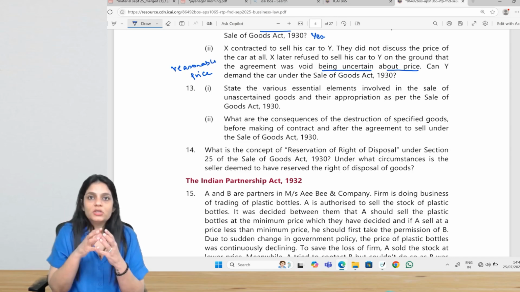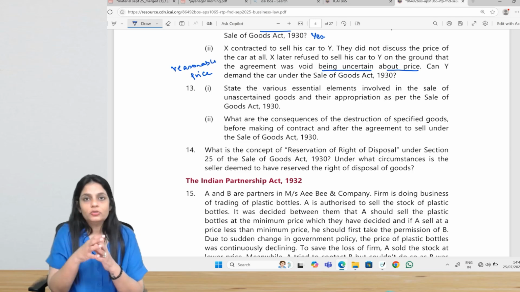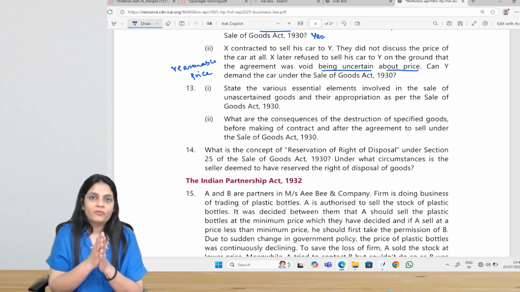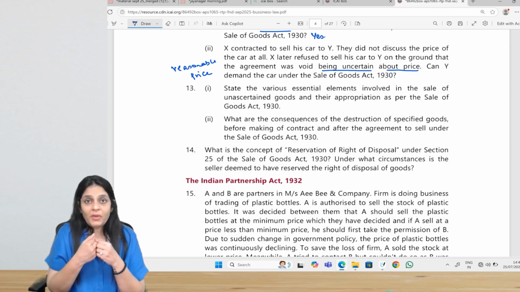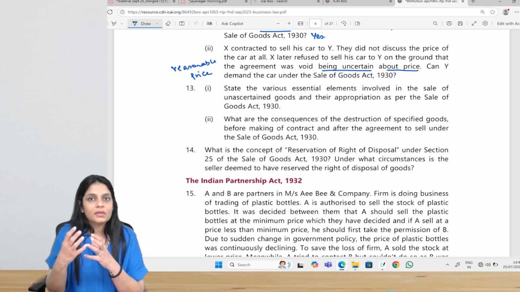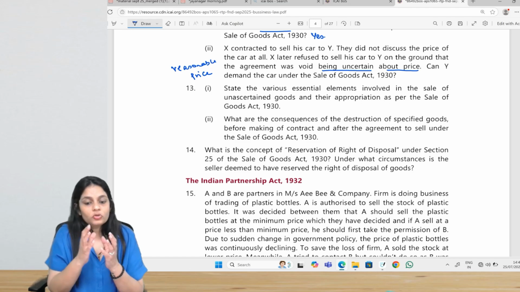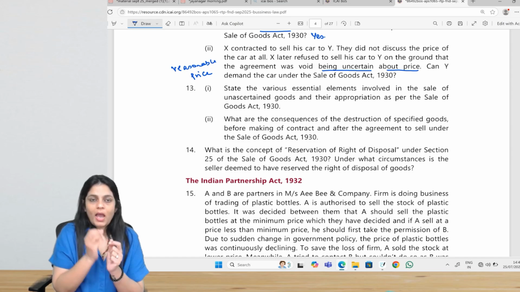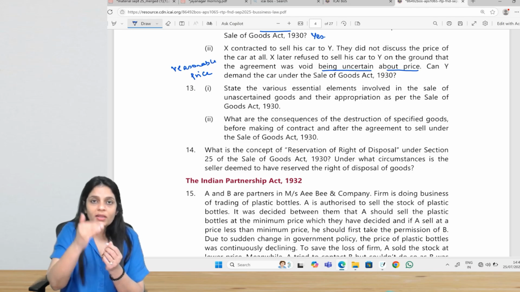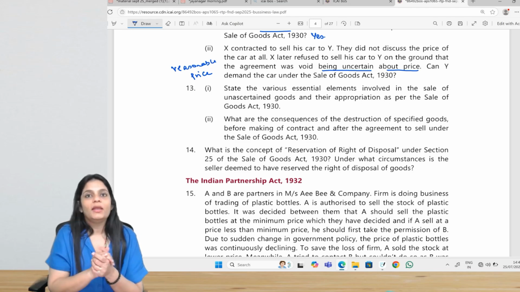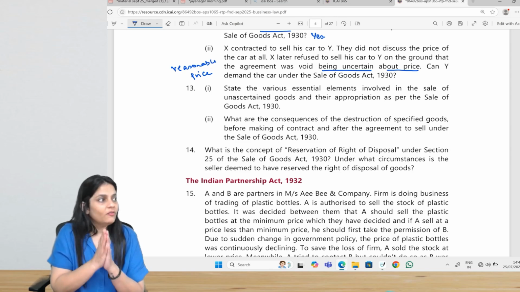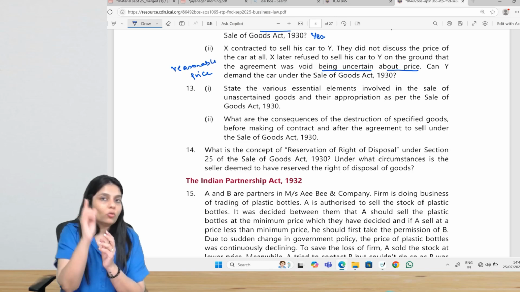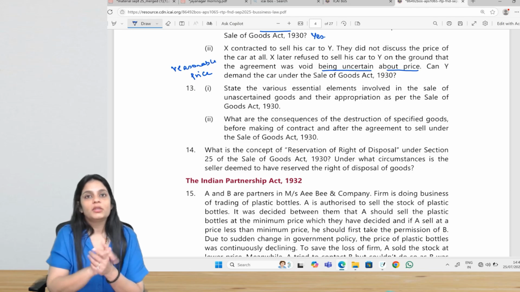Reservation of rights to disposal means, see, I have sent the goods to you or I have transferred the ownership of the goods to you, but you have not paid me the price. And there is always a risk that I may not get the price. So to safeguard my price, I put a condition that only if these conditions are fulfilled will you get the possession or the delivery of the goods. So reservation of rights to disposal is basically done with only one motive, and it is to secure the payment.